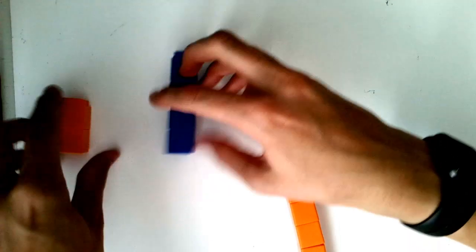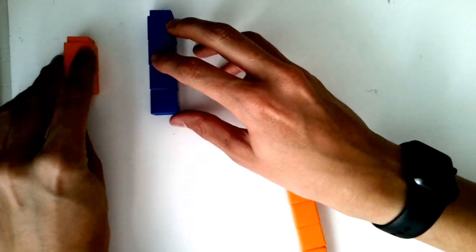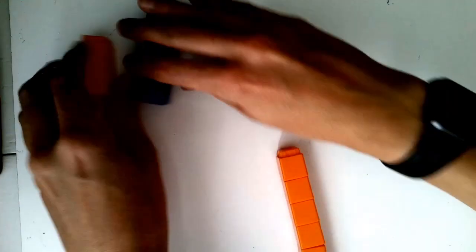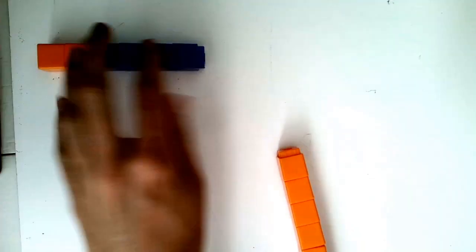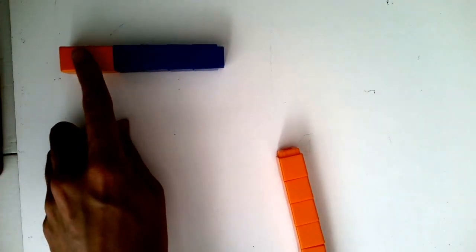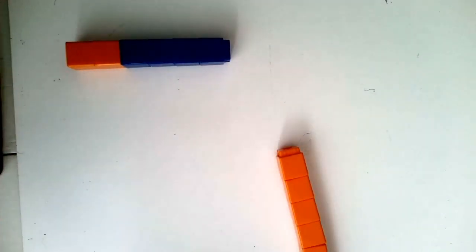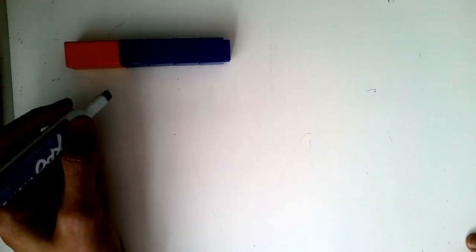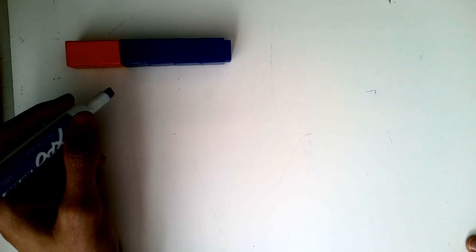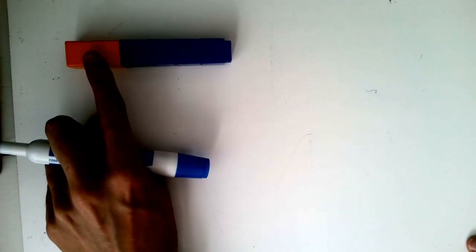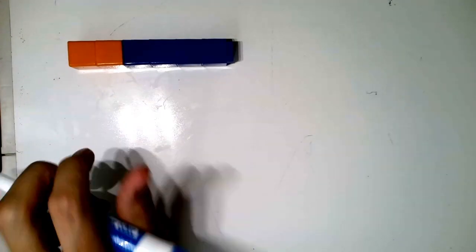Okay, so there's that. Let's put them together. Okay, go ahead and do that with me. Choose 2 of one color and get 4 of the other. And then go ahead and pick up your dry erase marker. Let me turn on my light, see if that helps a little bit. Yeah, that kind of helps. All right, how many orange do we have?